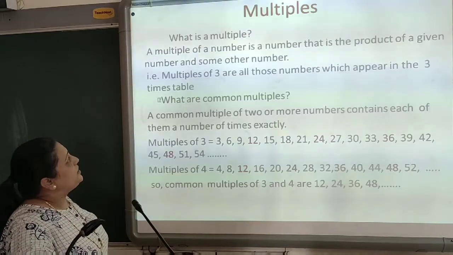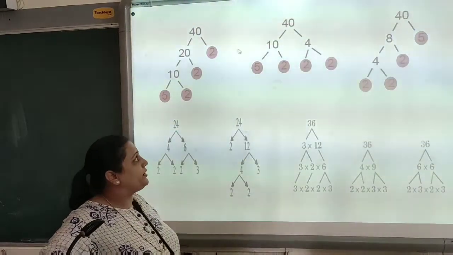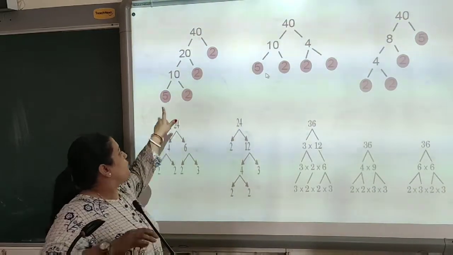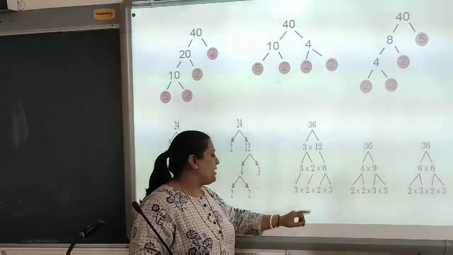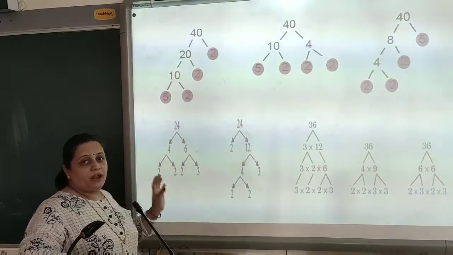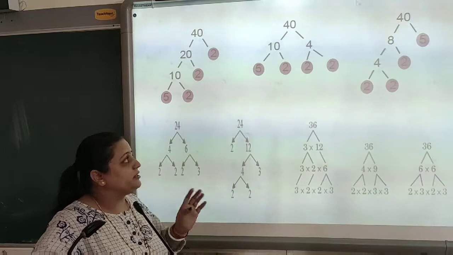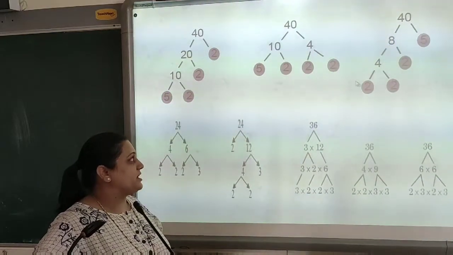Okay, children, see here now, with a factor tree, how to find the factors. See, these all are the prime factors. 5 and 2, these are the prime factors. 3 and 2, prime factors. So we got the prime factors by drawing the factor tree. So we have done this prime factorization.